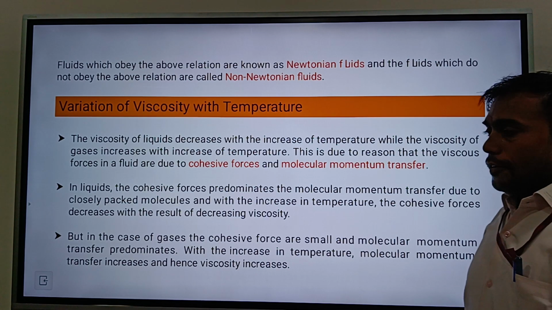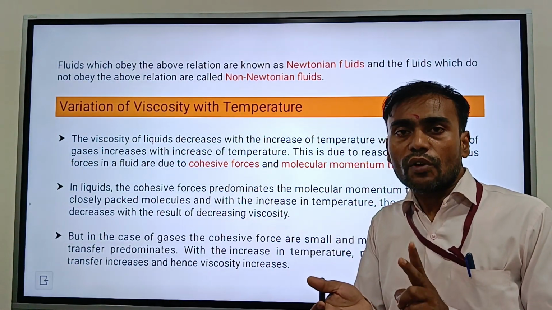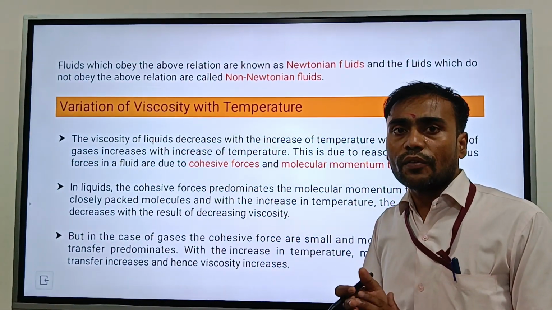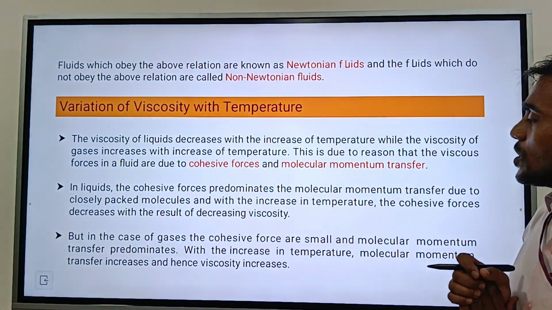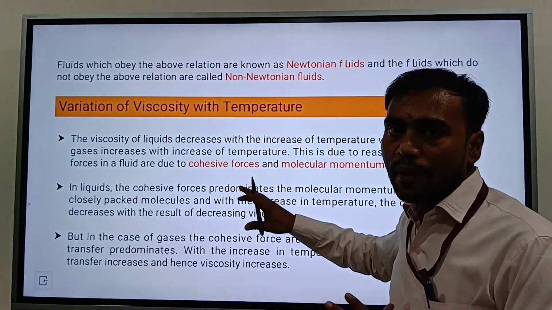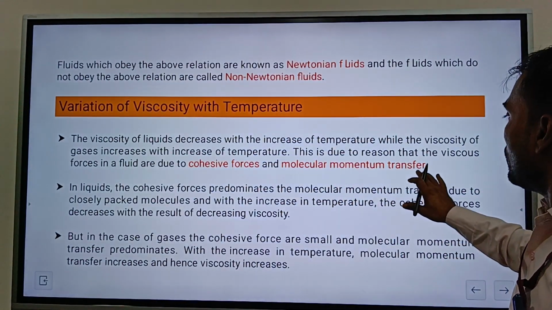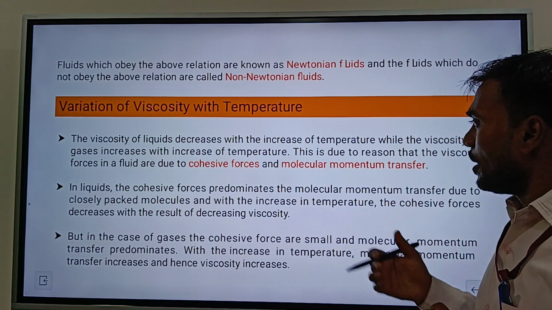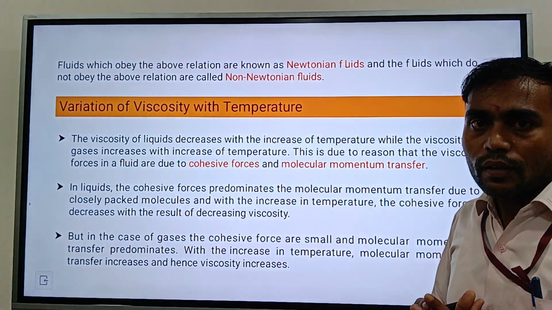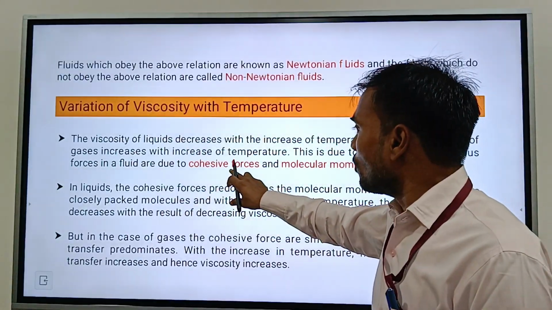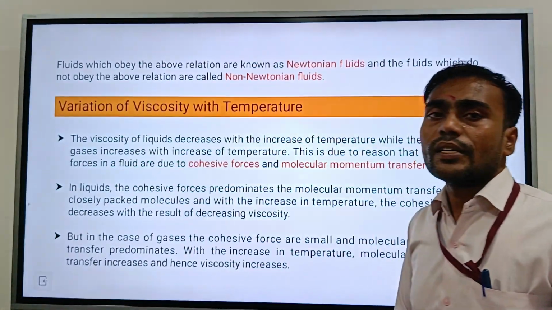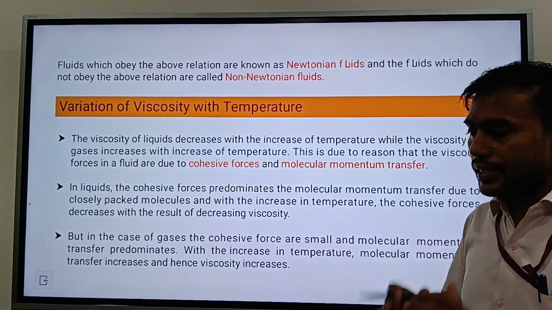Means there are two parameters which govern the viscosity of a fluid. For example, if we consider the first case, that is the liquid, in case of liquid the viscosity is governed by the cohesive forces primarily, and molecular momentum transfer forces secondarily. So if we increase the temperature of a liquid, its cohesive forces will decrease. That's why in case of liquid, if we increase the temperature, its viscosity will decrease.